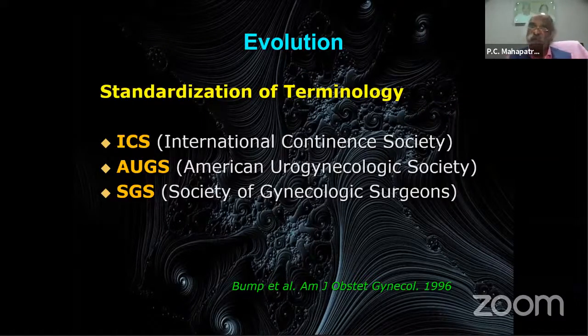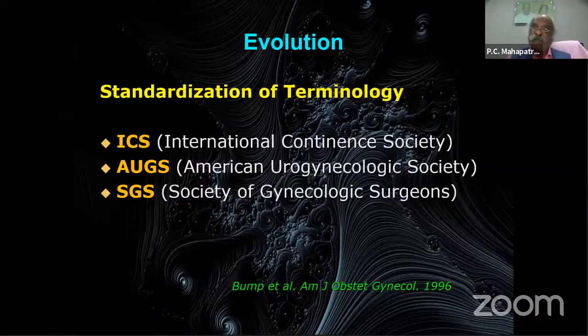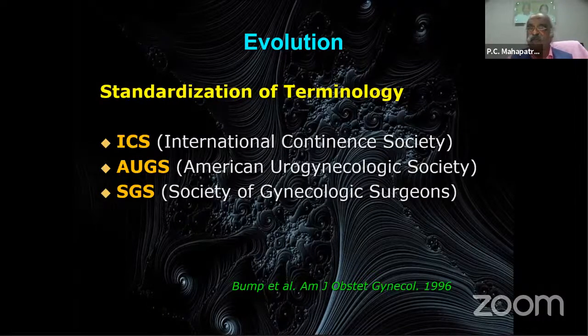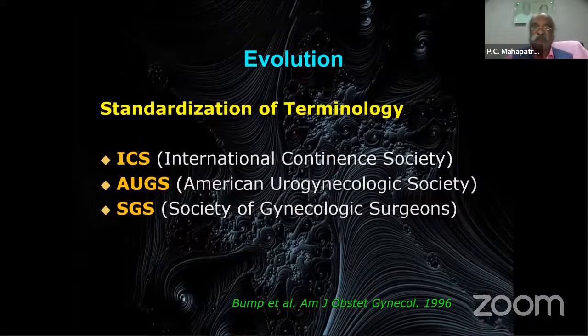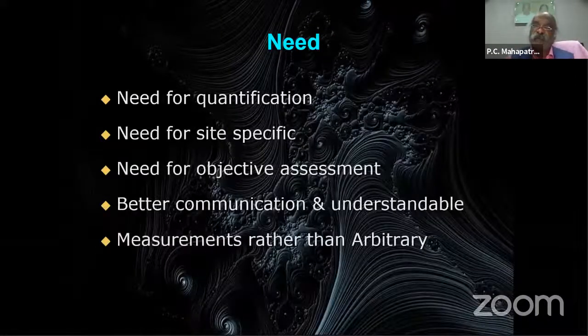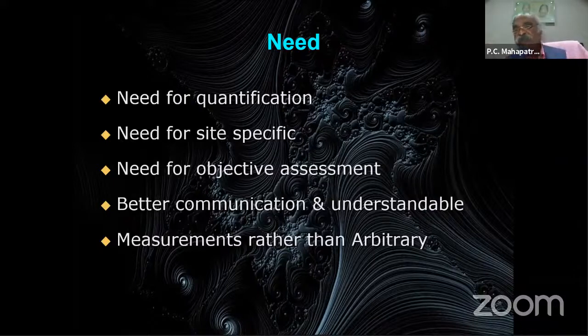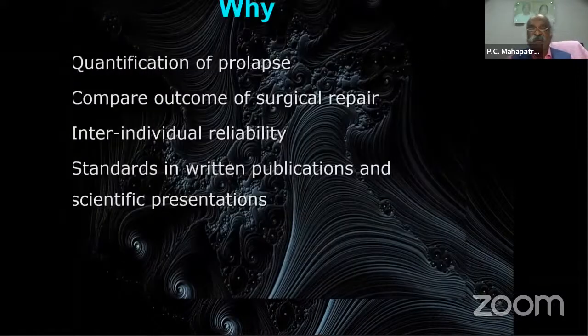This is the standardization of terminology. The 3 different societies agreed for that: the International Continence Society, American Urogynecological Society, and Society of Gynecological Surgeons. Combining these, they standardized the terminology and agreed upon the POP-Q classification. And basing on that, the need for quantification was there, need for site-specific was there, need for objective assessment, not subjective, better communication and understandable, and measurements. The most important thing is that you can measure rather than arbitrarily say that it's mild, moderate, and severe.